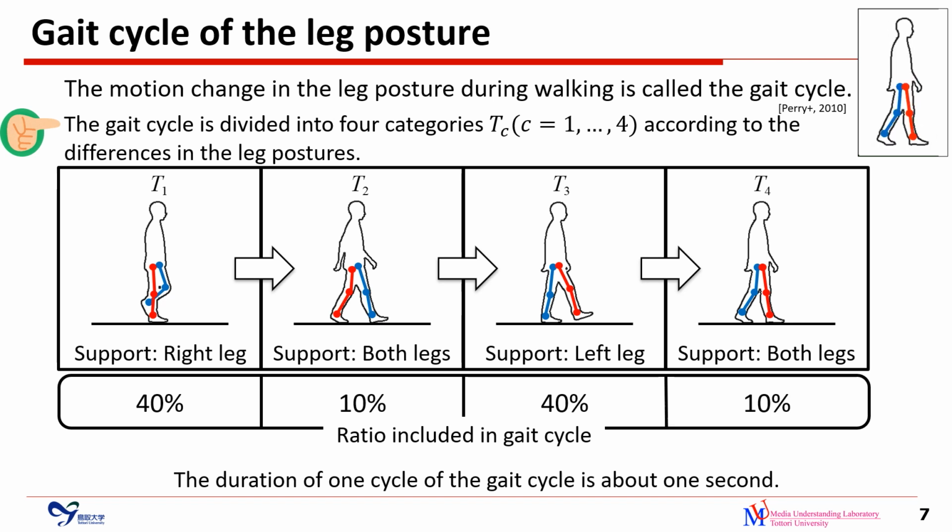We represent each category in time direction from T1 to T4. The duration of one cycle is about 1 second. Categories T1 and T3 are both 40% of the duration. T2 and T4 are both 10% of the duration.